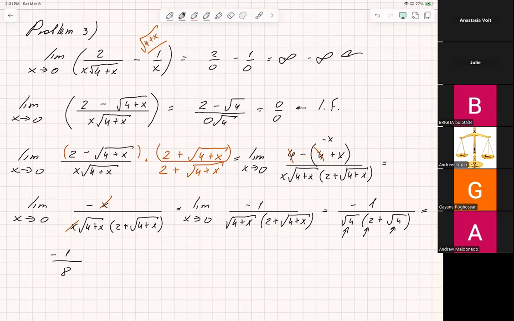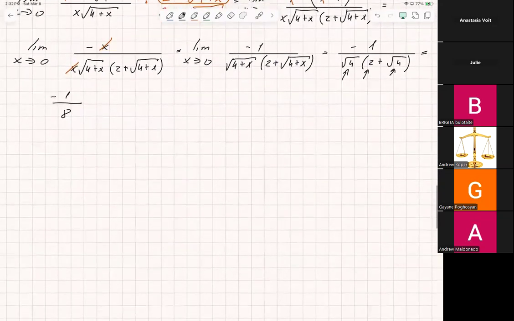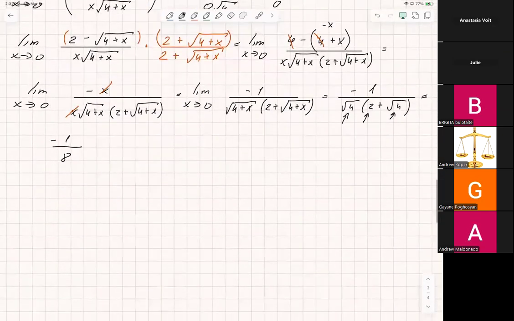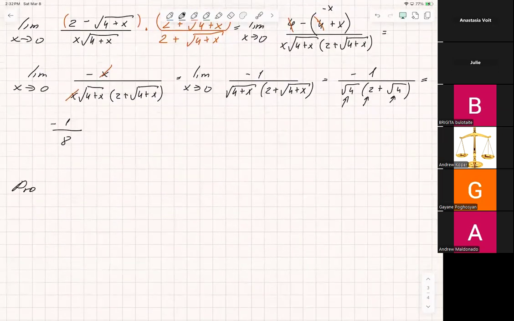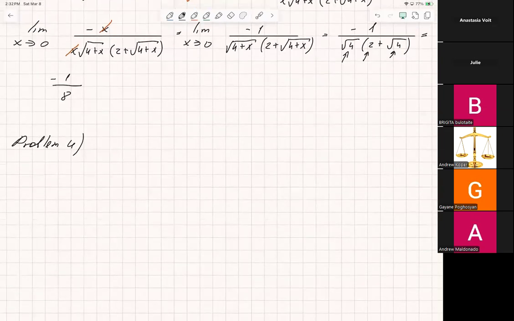All right, so that's this question. Another question, now problem 4. Evaluate again.